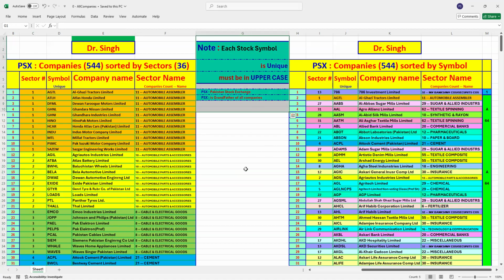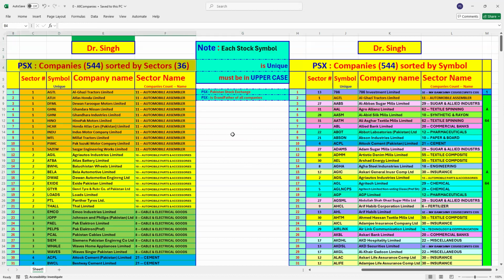Now, some guidelines over here. Note each stock symbol is unique so that it can be identified, meaning the company whose symbol we are referring to can be identified. And the second rule is that each stock symbol must be in uppercase, as you can see it says over here. And look on the left side, you can see all letters that exist over here are in capital letters or uppercase.